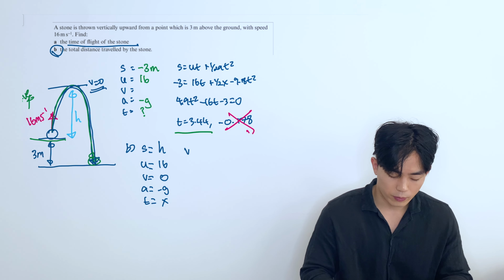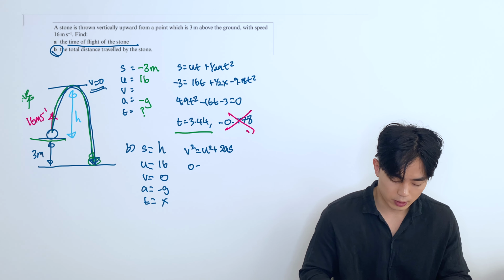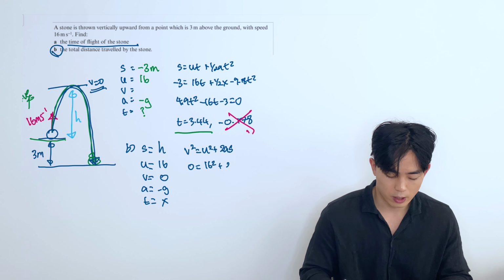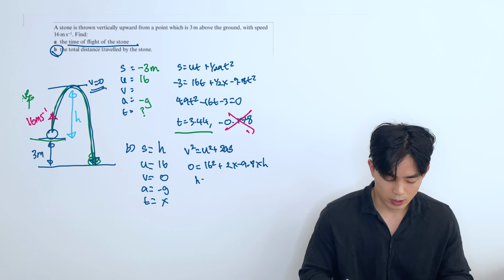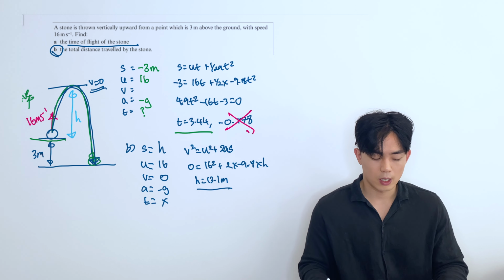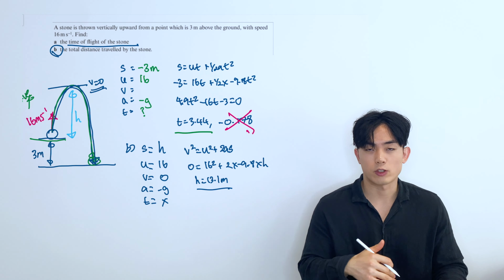That means I can use the equation v squared is u squared plus 2as. So we're going to have 0 is equal to 16 squared plus 2 times minus 9.8 times h, and for h we get a value of 13.1 meters. So that's the highest distance it travels above, okay?